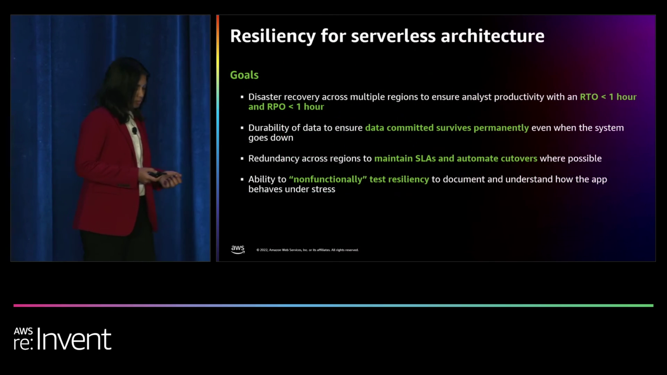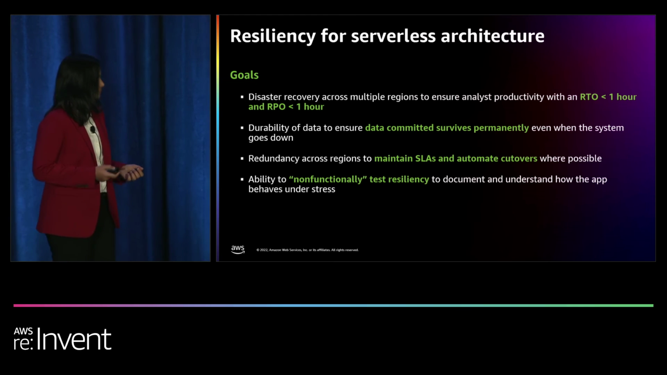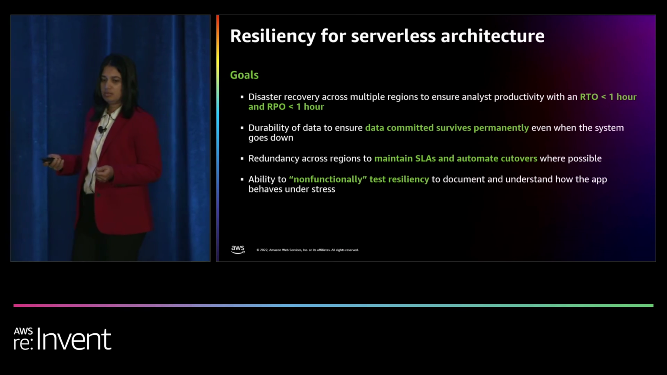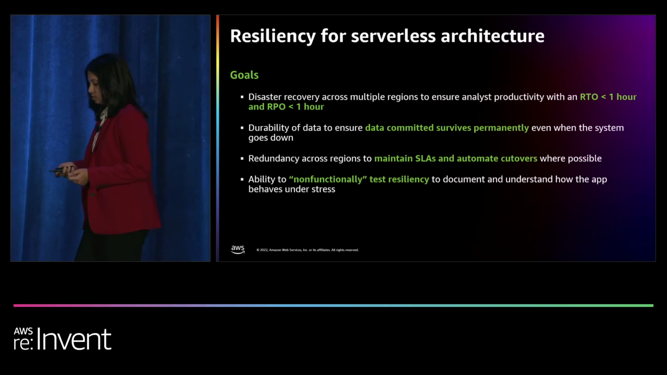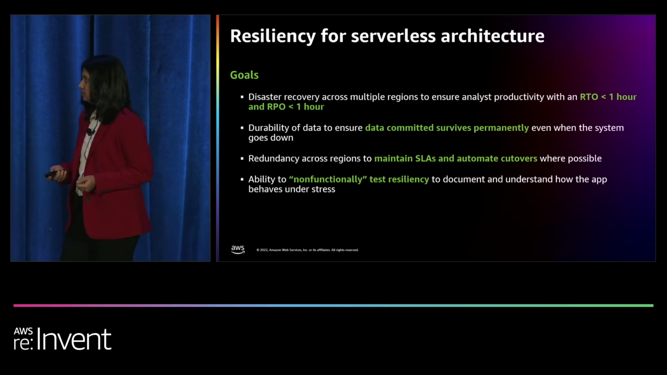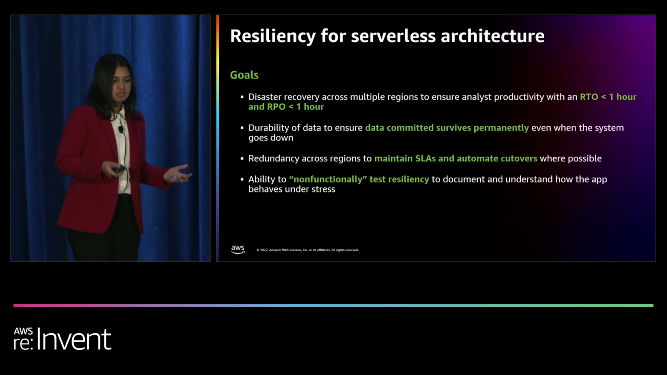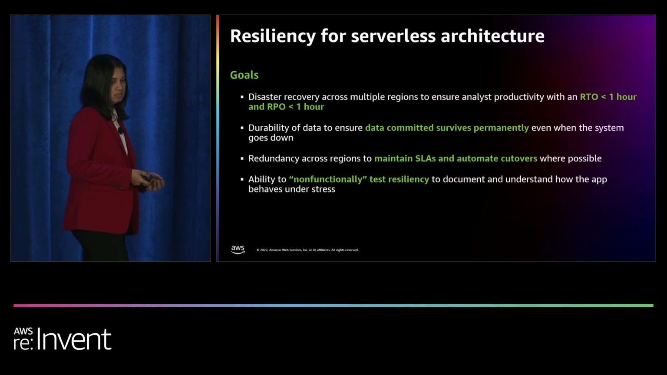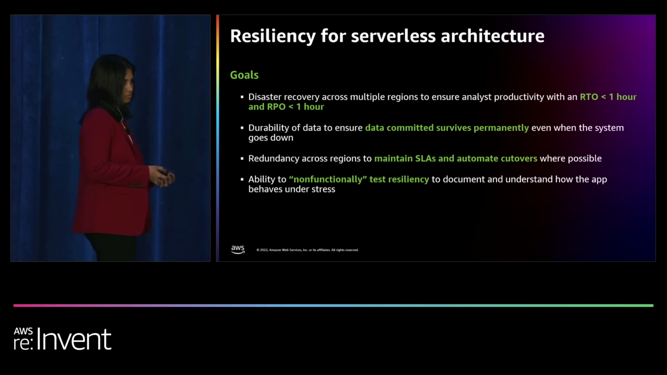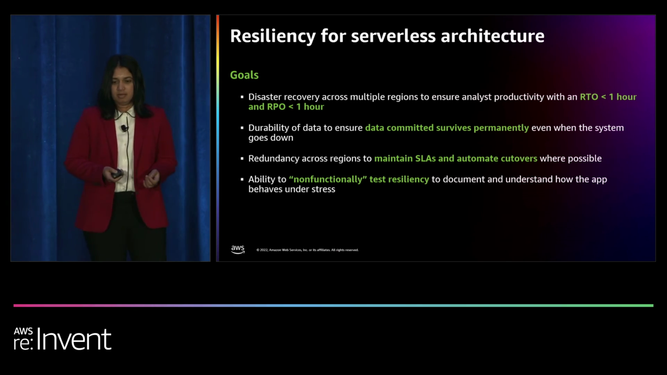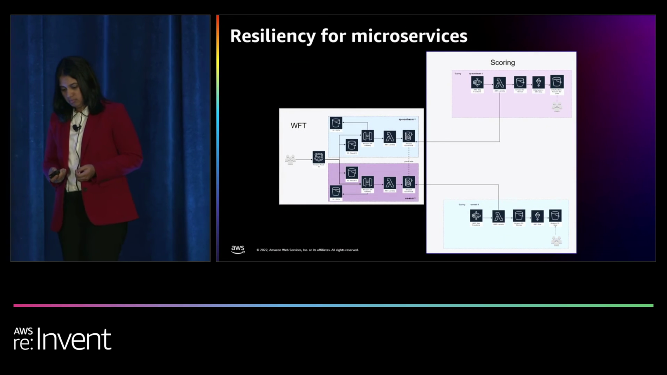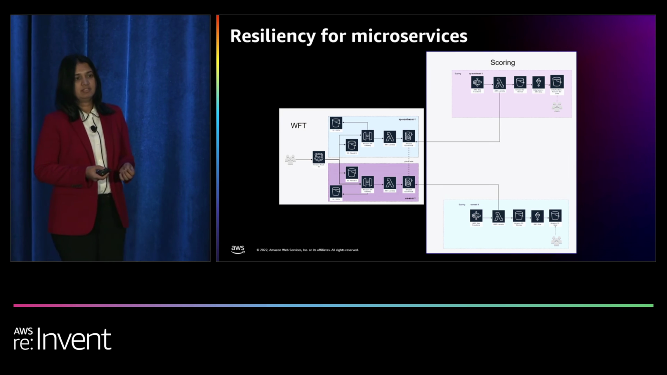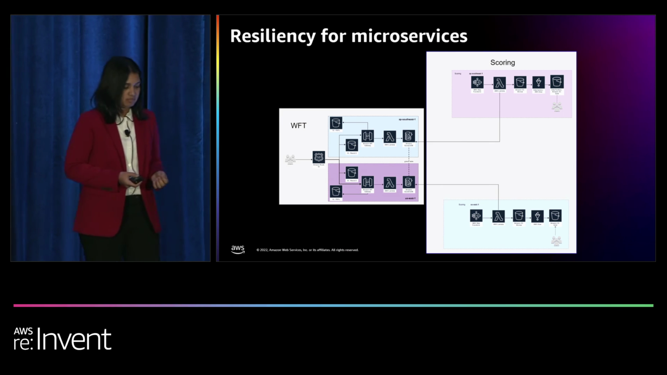So we set some of the goals for our resiliency here, where it says your RTO is less than an hour, whatnot, right? And the durability of your data that you have committed, how does it survive? Redundancy across your regions, and how do you test your resiliency without impacting your users? This slide is just a high-level view. I probably need another hour or so to talk through challenges across the resiliency for each of these architectures.